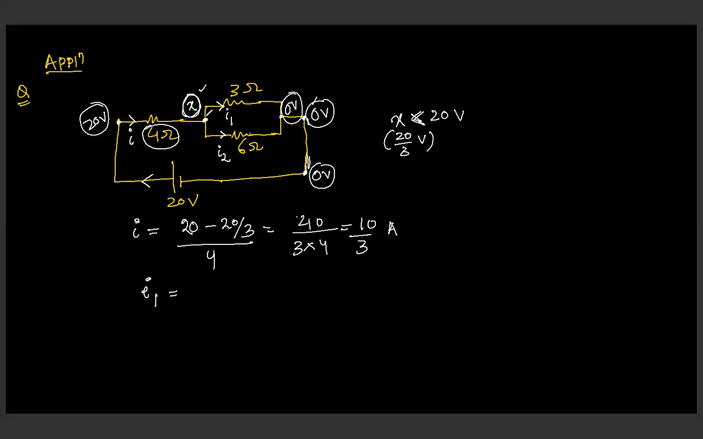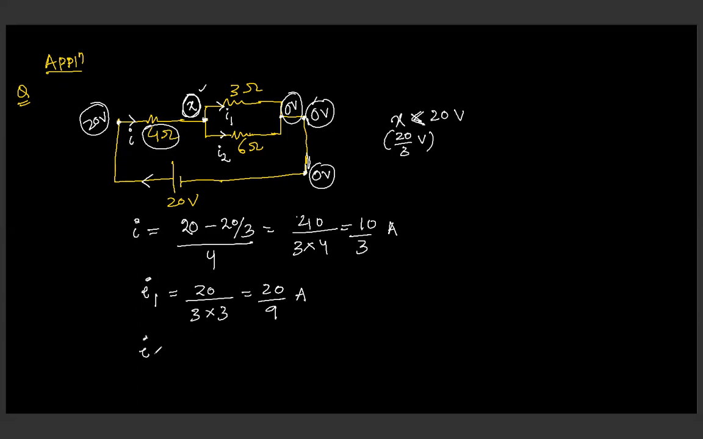I1 is equal to the potential difference across the 3 ohm resistor divided by 3 ohm, that is (x minus 0) by 3, which is 20 by 3 into 3. So this is 20 by 9 ampere. I1 is also calculated out to be 20 by 9 ampere.